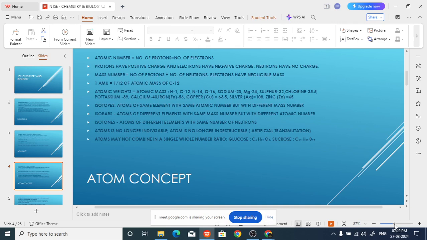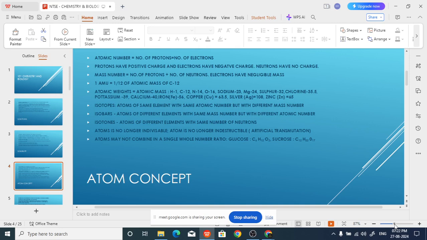Isotopes, I think sulfur has many isotopes. Isobars are atoms of different elements with the same mass number but different atomic number. Those are called isobars. Isotones are atoms of different elements with the same number of neutrons.